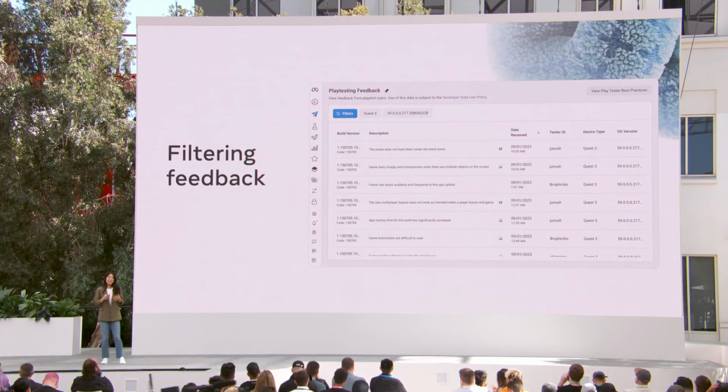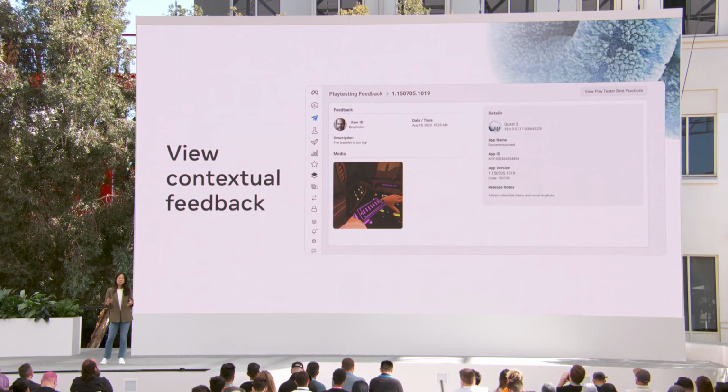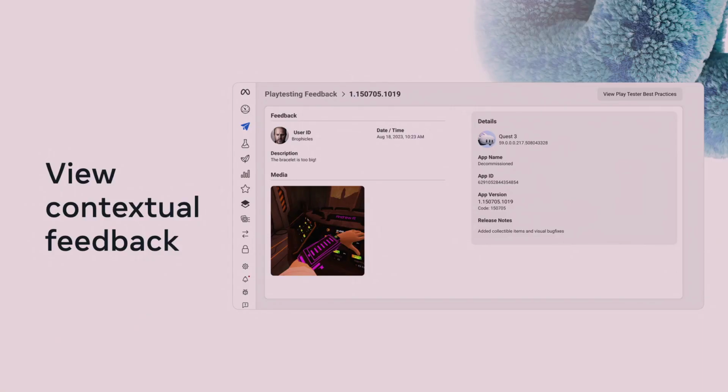Now you can easily address only the feedback that's important to you by easily filtering on things like device type and app version. And you'll see more contextual information with the media that they attach, as well as the specifics of the headset that they're using. So no more having to manually collect this information or having to guess at what part of the app the feedback is referring to.